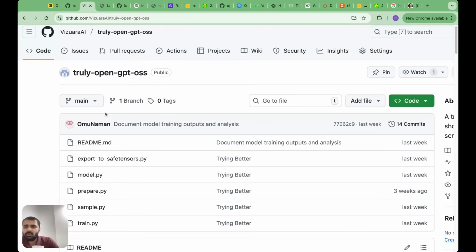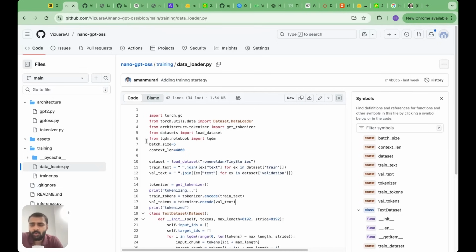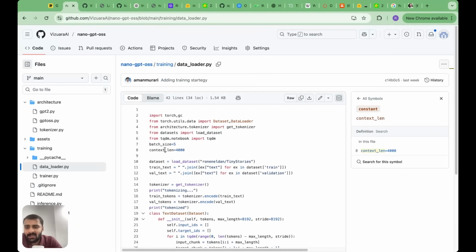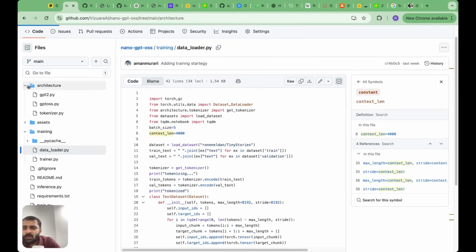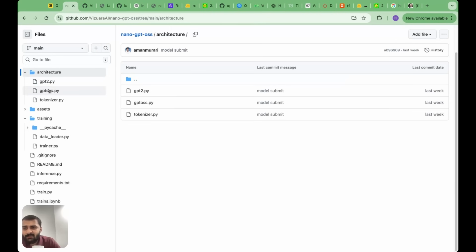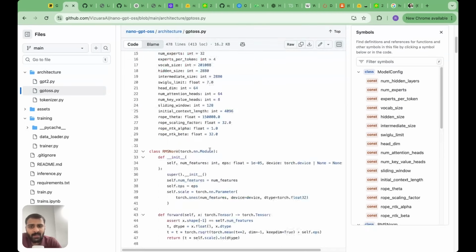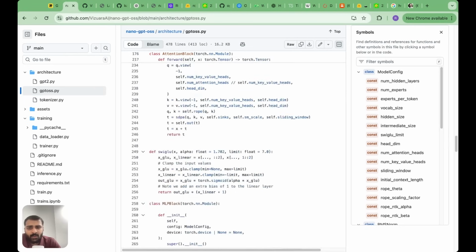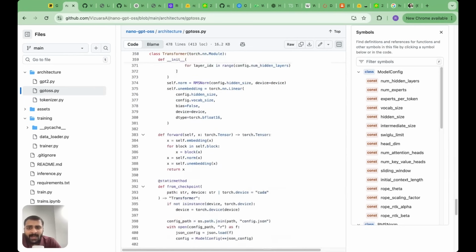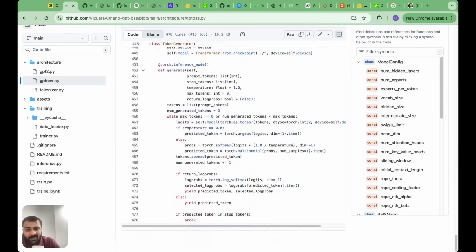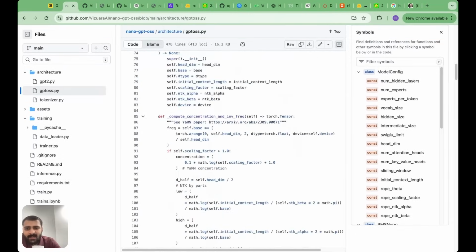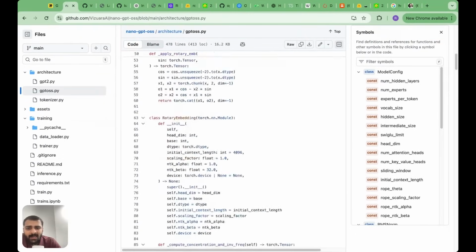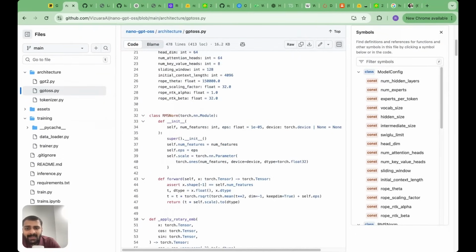Now I want to take you through code and actually explain to you where all of these things have been written in the code. So there is a folder which is called architecture. And if you go to gpt-oss.py, here you will see all the different elements which I just explained to all of you. And this file might seem a bit intimidating right now, but don't be scared by this at all. I'll tell you how to start reading this file.